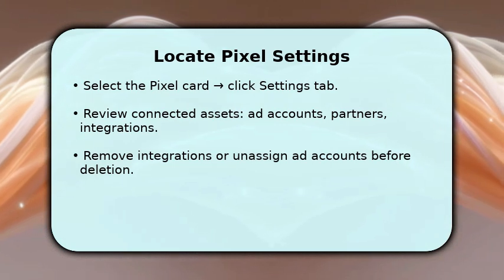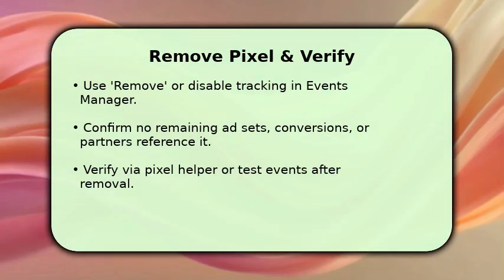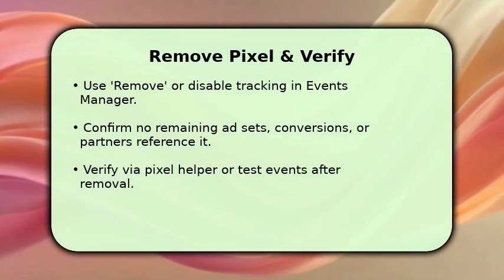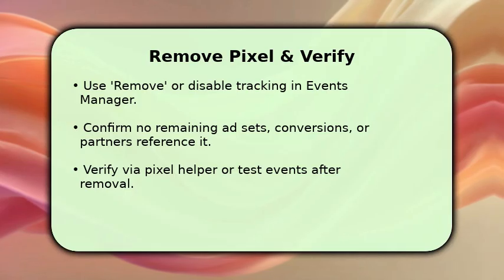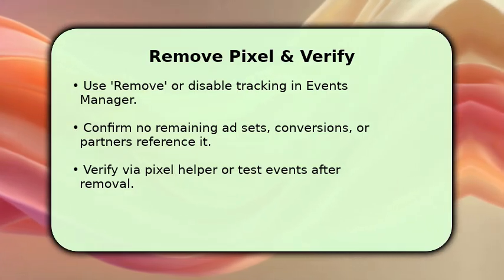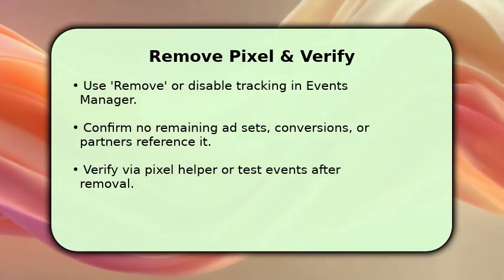In Settings, choose Remove or Disable Tracking if deletion isn't offered. Confirm prompts and note that some changes take minutes to propagate. After removal, check your ad accounts and conversion settings to ensure nothing still references the pixel.